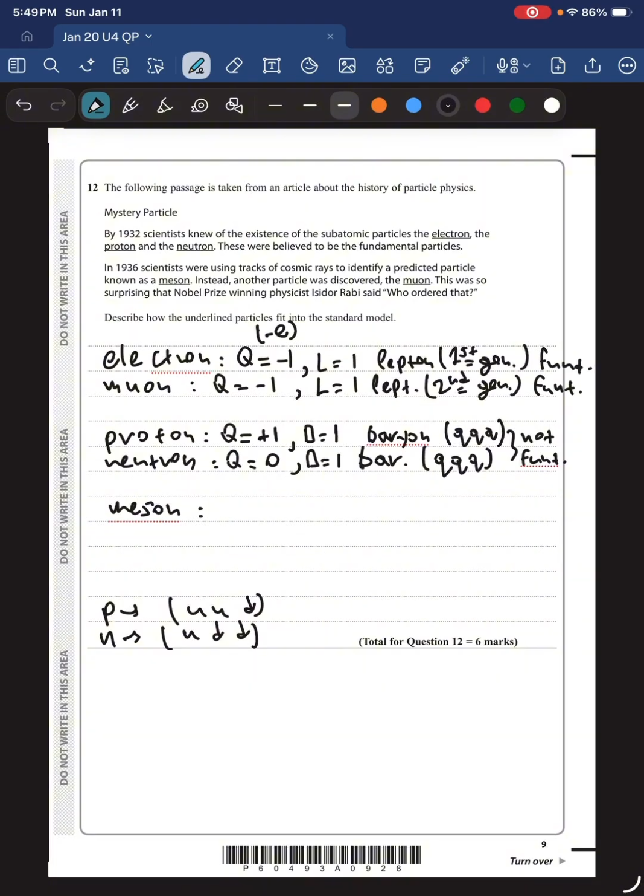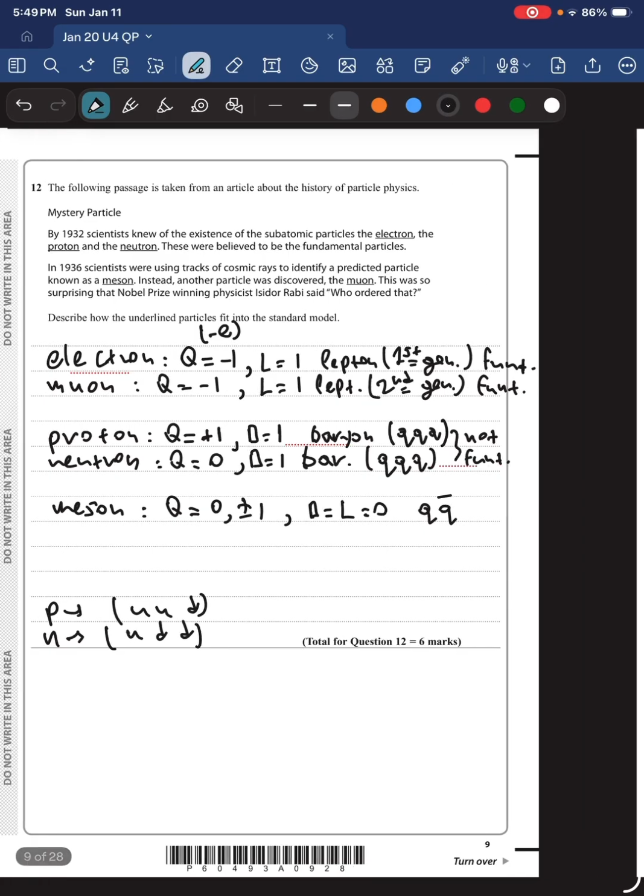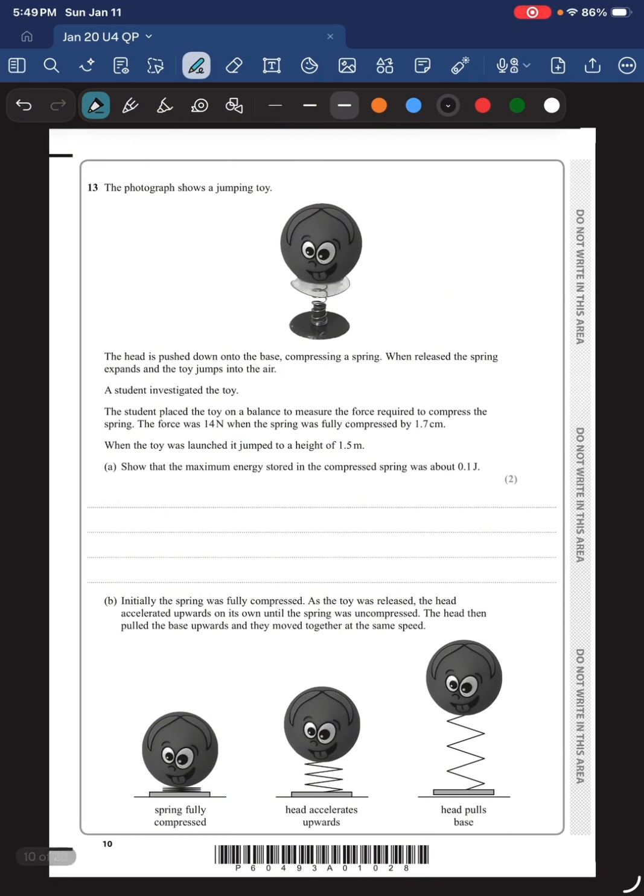Now for the meson, the charge can be 0 or ±1 because it's not specified what kind of meson this is. It can be a neutral pion, positive pion, negative pion, whatever, okay? The baryon number and the lepton number are 0 because it's a meson, it's not a baryon or a lepton, so it doesn't have baryon or lepton number. And it consists of a quark and an antiquark, okay? Just like every other meson. And this is the answer. And we are moving on to question 13.